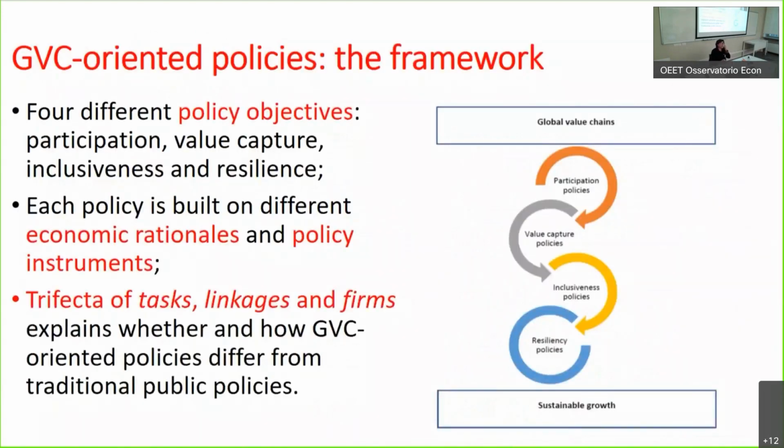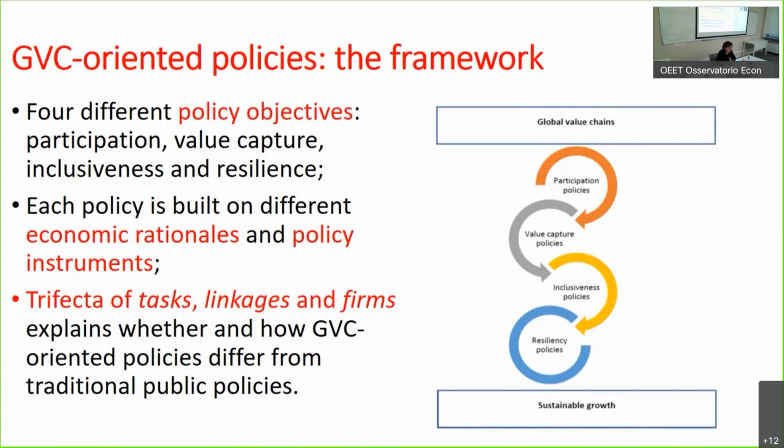So in order to discuss and to understand these GVC-oriented policies, we have introduced a framework based on three pillars. The first one is the objective of this policy. The second one is the economic rationale behind the different types of policies we have identified based on objectives. And the third pillar is the different policy instruments used in these different types of policies.